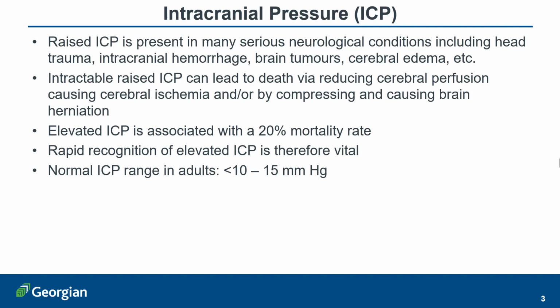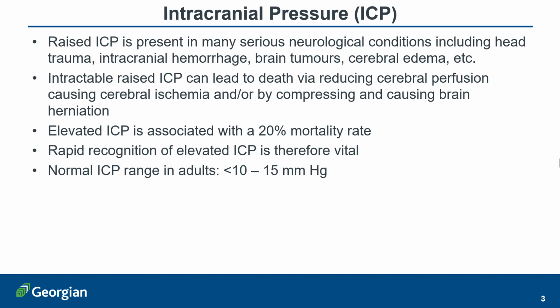Unfortunately, however, a reduction in cerebral perfusion will cause cerebral ischemia, and that in turn can cause necrosis of brain tissue. The other way that the raised ICP can cause death is simply by the compression effect. If, for example, there's brain hemorrhage, then the raised ICP due to the intracranial hemorrhage will start compressing the brain and can eventually cause brain herniation. The brain can literally be squeezed out through the openings in the skull, especially the foramen magnum, and that will invariably cause compression of the brainstem and death.